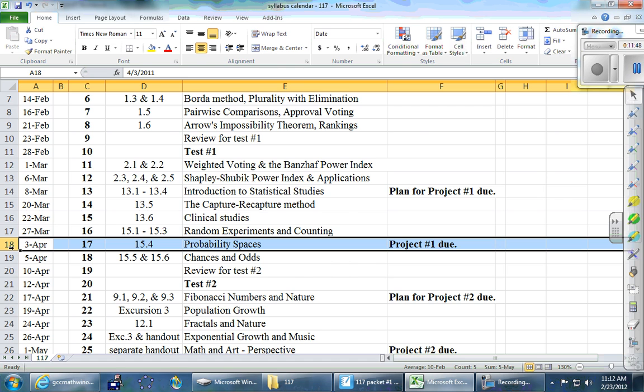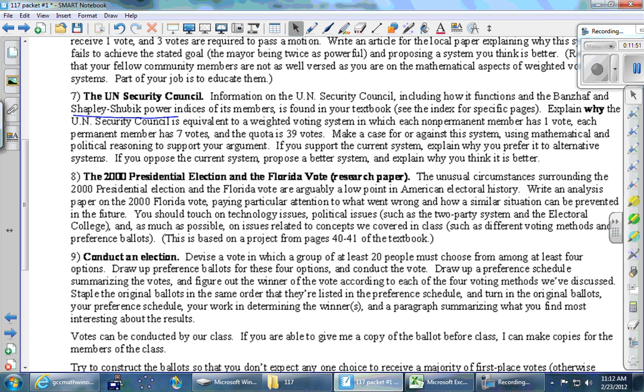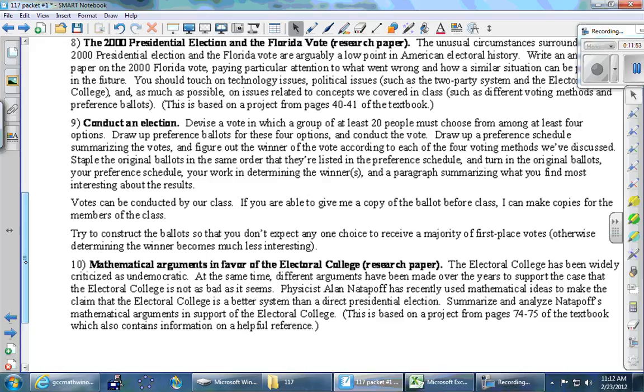Okay. All right, so speaking of the projects, I will just point to one of them here. Number 9 says conduct an election. That's where you find a group of at least 20 people and you pick a topic, like a question that you want to ask them, and you make them fill out a preference ballot. Guess what you guys are going to do right now?